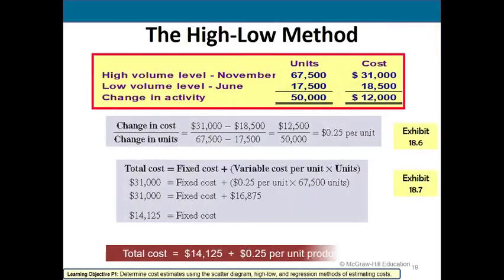So you're just going to run the numbers. Change in cost is 31,000 minus 18,500. Your denominator is change in units, which is 67,500 minus 17,500. So you get 12,500 divided into 50,000, which is $25 or 25 cents per unit.